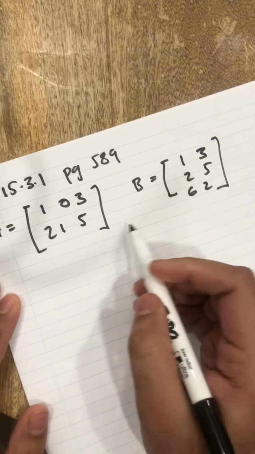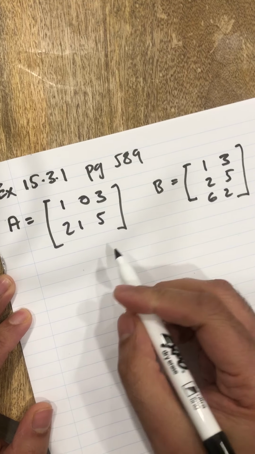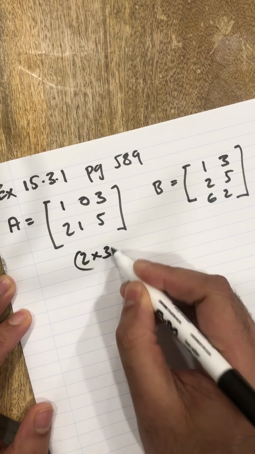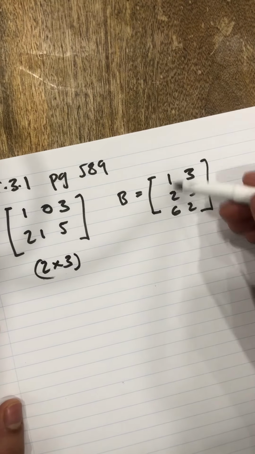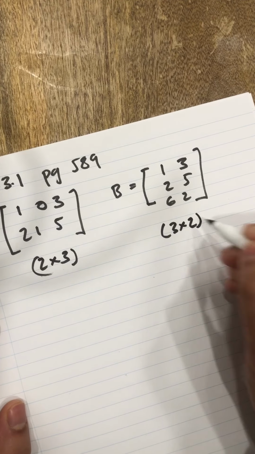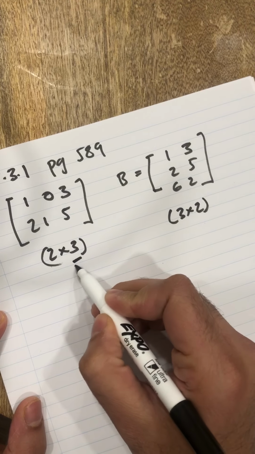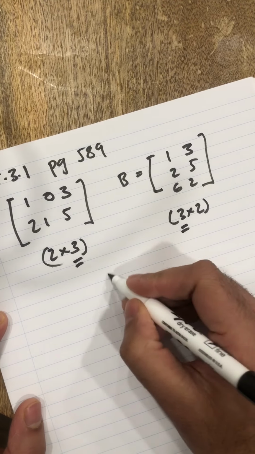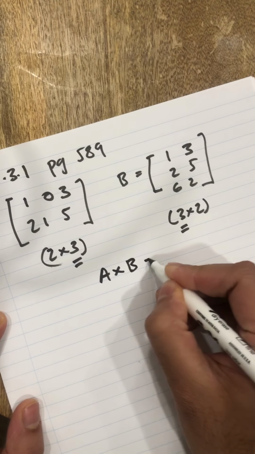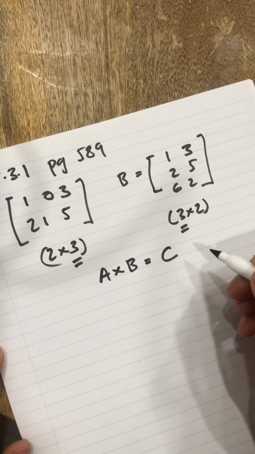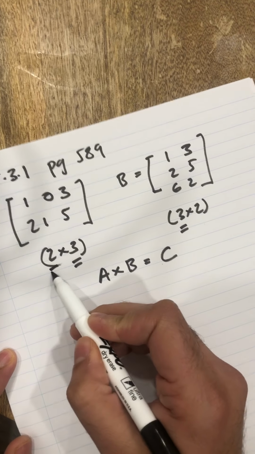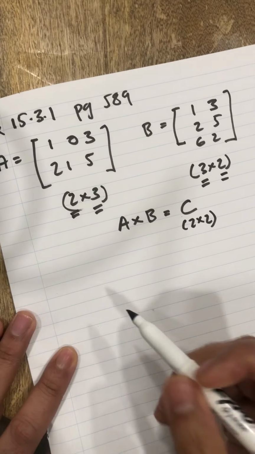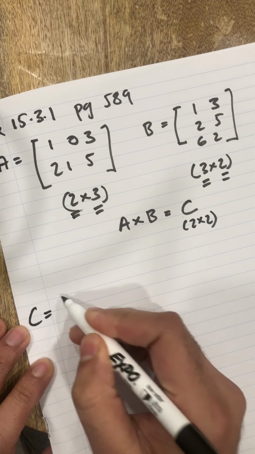So again, first let's check, can we multiply A into B? So this is a matrix which has 2 rows and 3 columns. This is a matrix which has 3 rows and 2 columns. So notice that the number of columns in this is equal to the number of rows in this. That means, yes, we can multiply A into B. Okay? And then the matrix C, which is going to be the result of the multiplication, will have a dimension which is equal to 2 into 2. Okay, so what will matrix C look like?